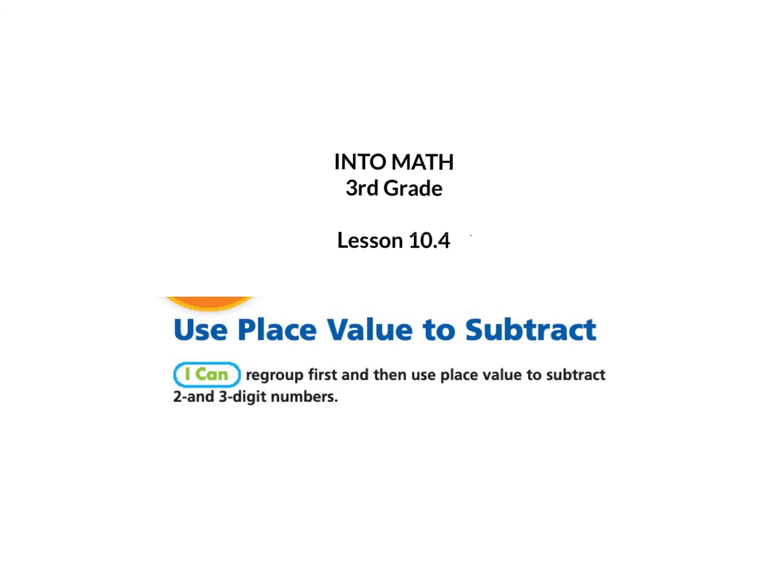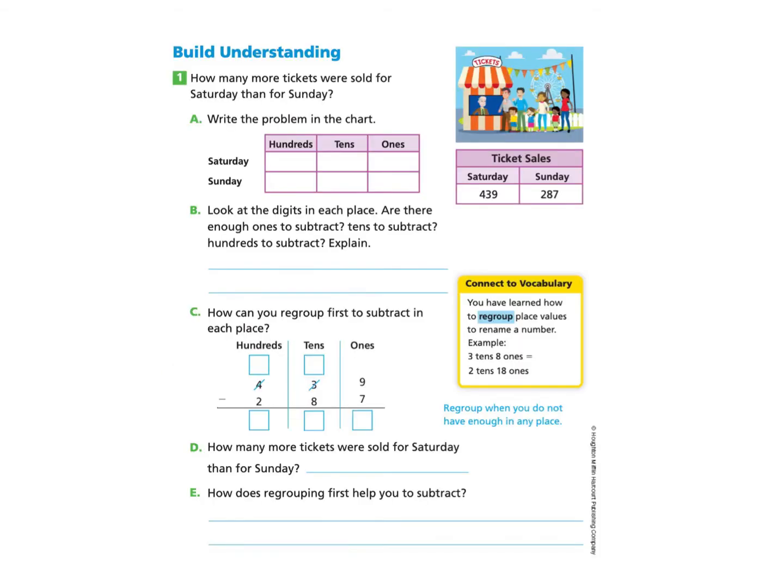This is Into Math 3rd grade, lesson 10.4. Use place value to subtract. I can regroup first and then use place value to subtract 2 and 3-digit numbers. Please gather your workbook and a pencil and turn to page 284. You can pause at any time and we will start under Build Understanding Part 1.